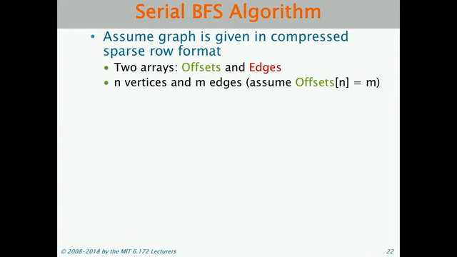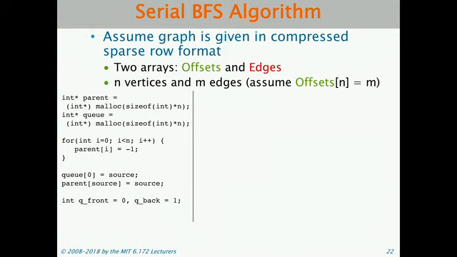OK, so let's now look at some actual code to implement the serial BFS algorithm using the compressed sparse row format. First, I'm going to initialize two arrays, parent and q. These are going to be integer arrays of size n. I'm going to initialize all of the parent entries to be -1. I'm going to place a source vertex onto the queue, so it's going to appear at q of 0. That's the beginning of the queue. And then I'll set the parent of the source vertex to be the source itself. I also have two integers that point to the front and the back of the queue. Initially, the front of the queue is at position 0, and the back is at position 1.